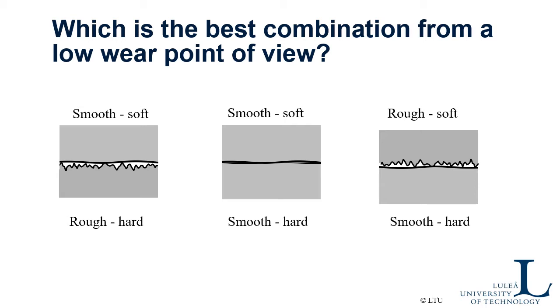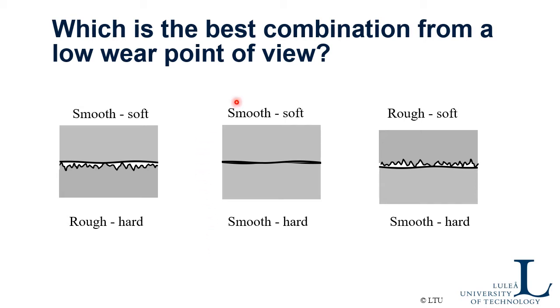In previous videos about contact mechanics and also friction, I normally bring up this problem. If you have two surfaces, one may be soft, one may be hard, one may be smooth, one may be rough. What is the best combination? Well, if for example you have a smooth, soft in contact with a rough, hard, as I said just a few minutes ago, this is not very good because the rough, hard will penetrate into the soft one and you may have a lot of abrasive wear.